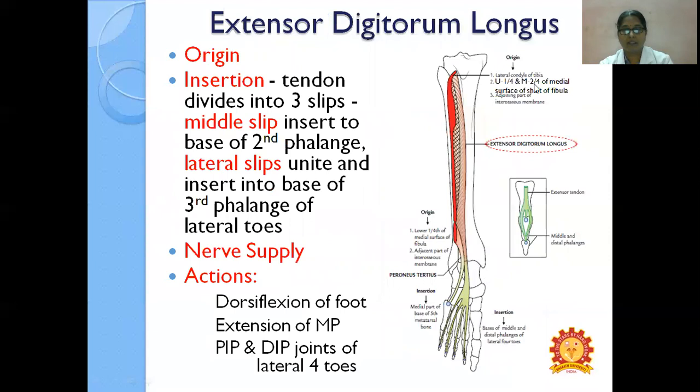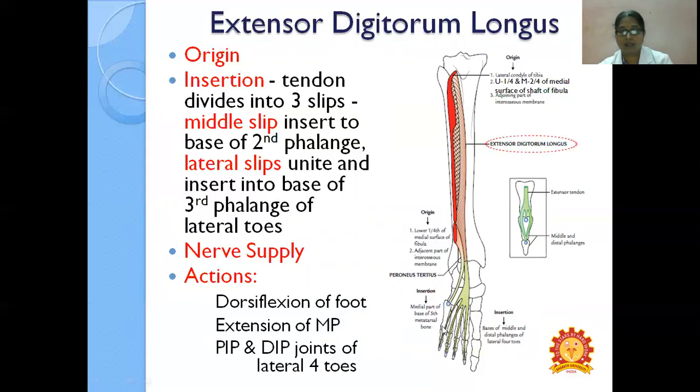The third muscle is extensor digitorum longus. Origin is from the lateral condyle of the tibia, upper 1/4 and medial 2/4 of the medial surface of the shaft of the fibula. So it arises from both the tibia and the fibula and the adjoining part of the interosseous membrane. Insertion: the tendon divides into 3 slips. The middle slip inserts into the base of the second phalanx, whereas the lateral slips unite and insert into the base of the third phalanx of the lateral toes. Nerve supply, again the deep peroneal nerve.